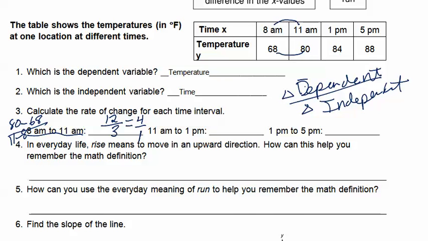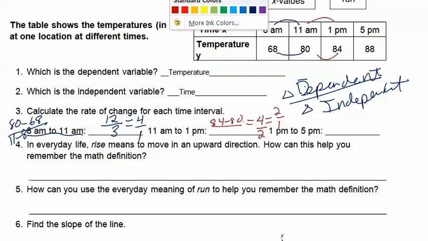Now let's look at the rate of change from the next time period from 11 to 1. So the rate of change in the temperature is from 80 to 84. So 84 minus 80 is 4 over the change in time. From 11 a.m. to 1 p.m. is 2 hours. So we could simplify that to 2 over 1.